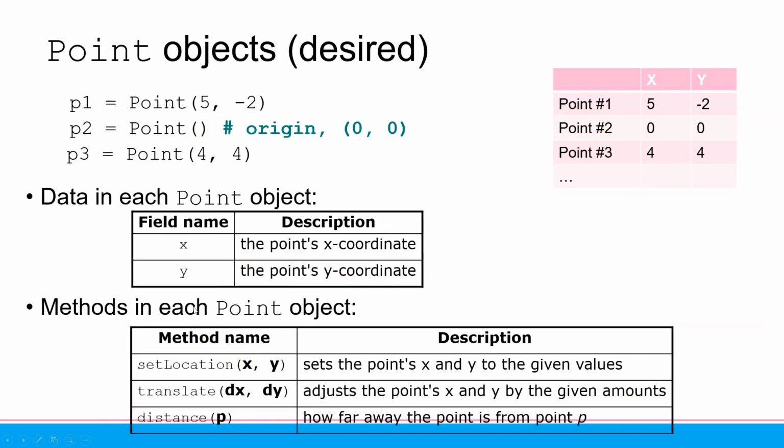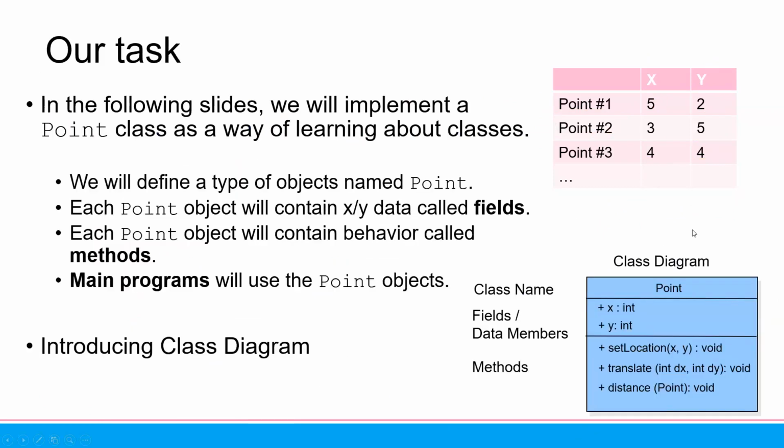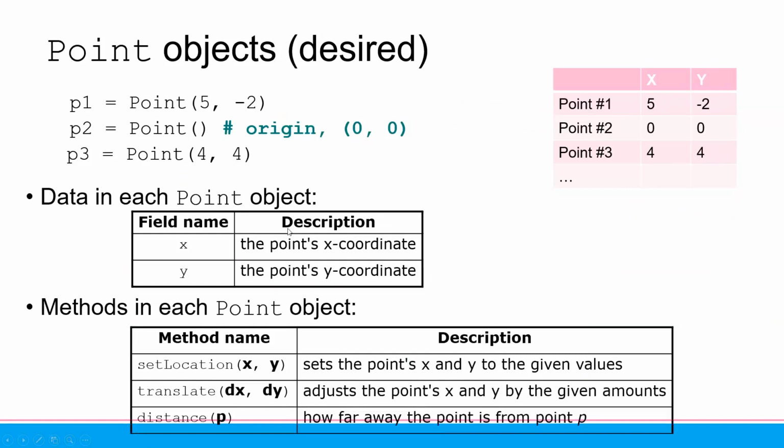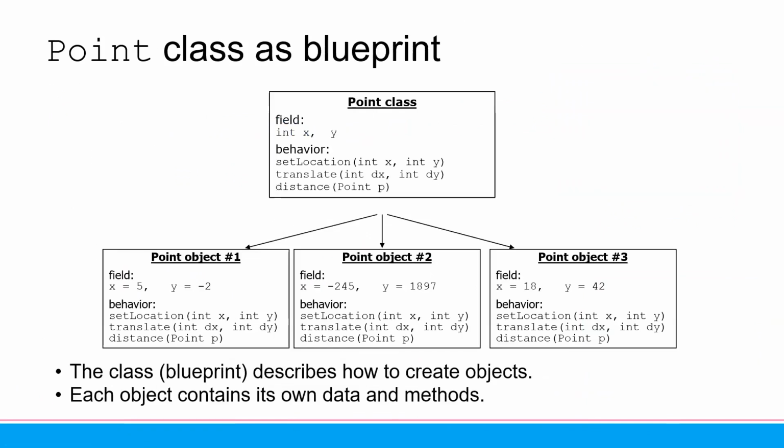So this is the meaning of this class diagram. In this class diagram, we have 2 data members and we have 3 methods or functions. So overall, every point will have a kind of template, or I can say this is a kind of blueprint.